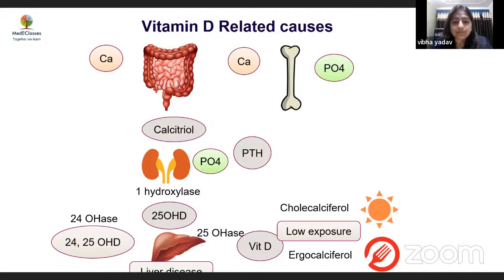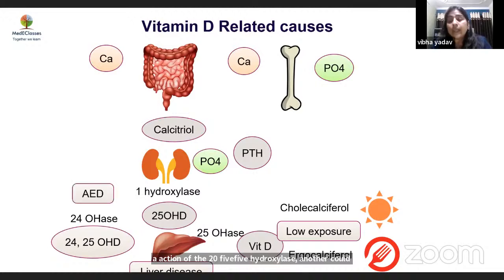Another cause could be liver disease, where there is impaired action of 25-hydroxylase. Another could be inactivation by the use of antiepileptics like phenytoin and carbamazepine. In CKD and vitamin D dependent rickets type 1, where there is an impaired activity of 1-alpha hydroxylase, it will also lead to hypocalcemia. And the last one is resistance to the action of calcitriol, that is vitamin D dependent rickets type 2.